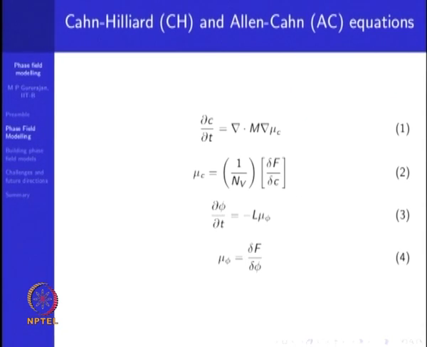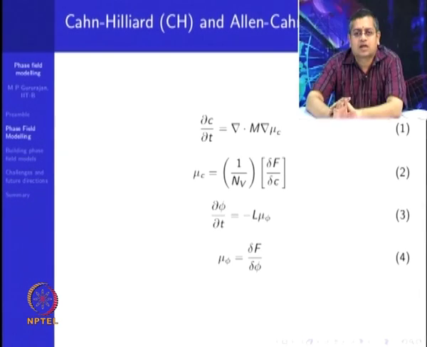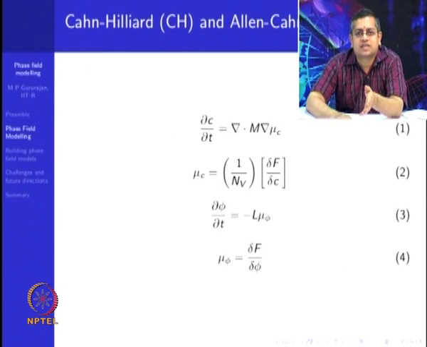Now, there are two canonical phase field models that one looks at. One is called the Cahn-Hilliard equation, which is equation 1 here, and the chemical potential is defined in equation 2. This is basically because the concentration is a conserved order parameter. That is, if you take an integral of the concentration field over the entire domain, and differentiate it with respect to time, that is going to be 0, because the integral is going to be a constant C naught. So, d by dt of C naught is going to be 0.